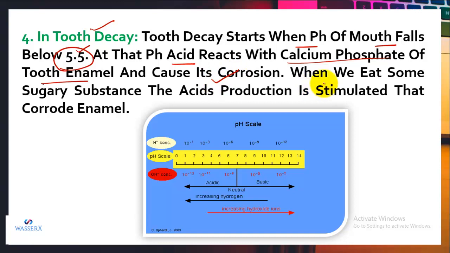And this mainly occurs when we eat some sugary substances. It leads to the production of an acid which starts corroding the enamel. So that means the tooth decay is also just because of the sugary substances, because they are producing acid, and those acids are lowering the pH of the mouth, and that is the reason the tooth decay, that is the cavities, occur.